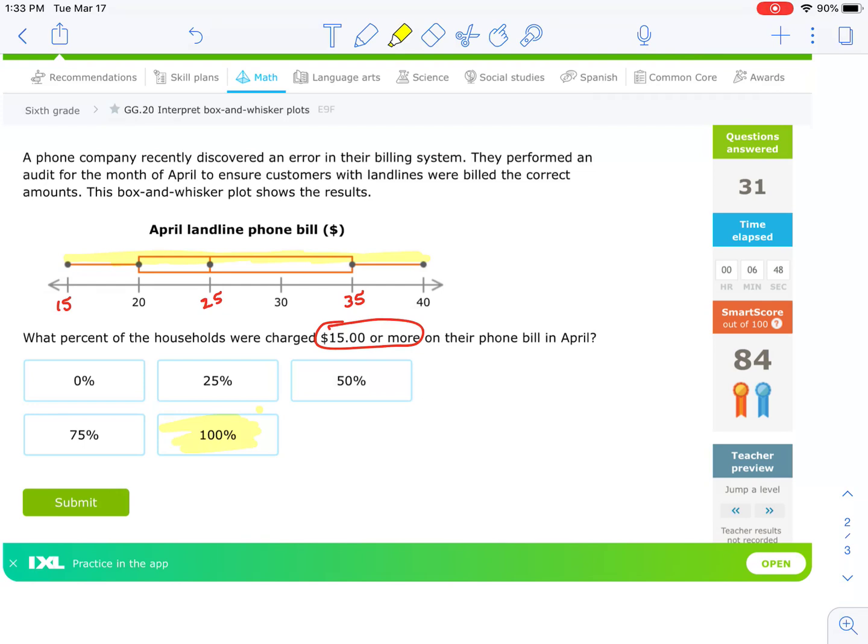Now, if they had changed the question to what percent of the households were charged, let's say, $25 or more, then we're just looking at here out to here. Remember, between every quartile, so between the median and the upper quartile, is 25%. Between the upper quartile and the maximum is 25%. So that would have made it 50%.